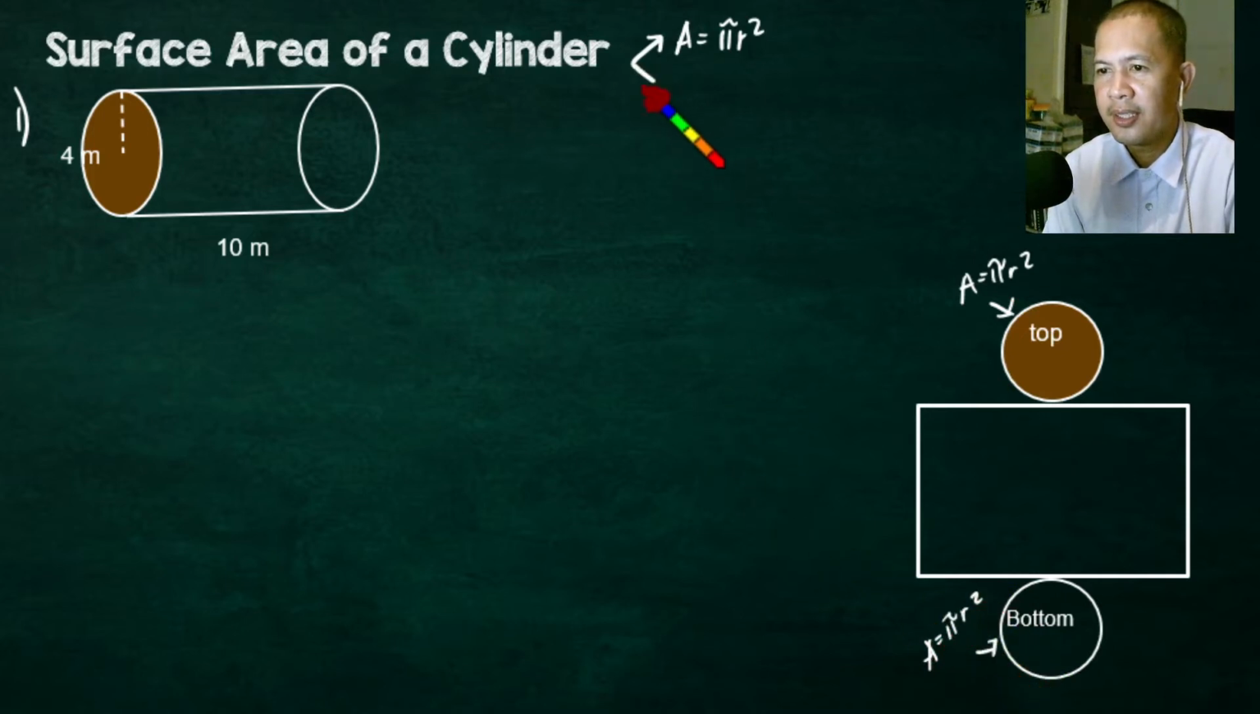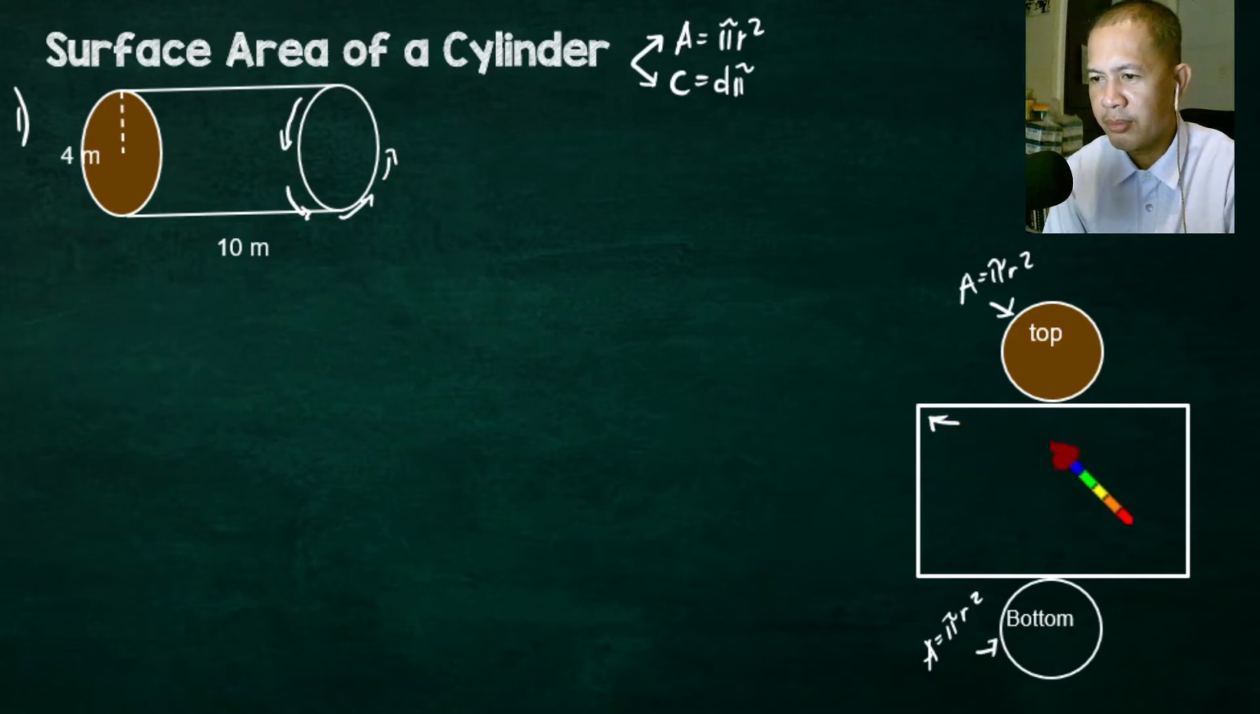Next natin gagamitin ay ang ating circumference, which is diameter times pi. So ito yung ating diameter, paikot dyan, simula dito, papunta doon, paikot, no? Para mahanap natin ang habang ito, simula dito, hanggang dito, ang tawag natin dyan is circumference, paikot.